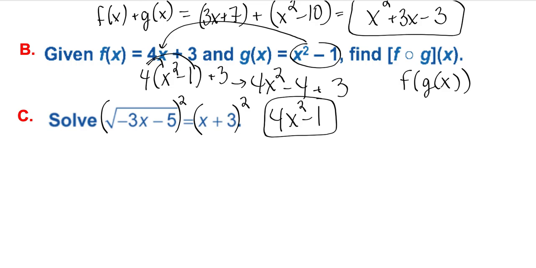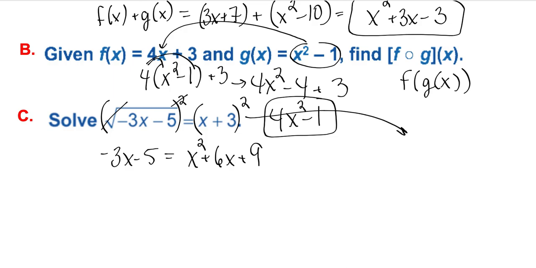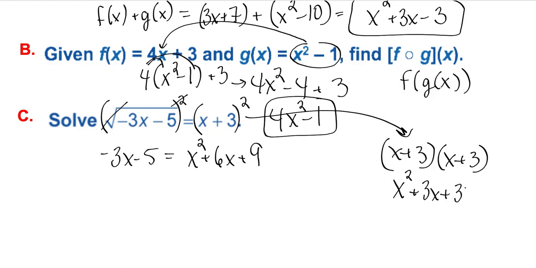So square root and square cancel out. We have negative 3x minus 5 on the left. And then I have to FOIL this on the right. So when I FOIL that, I get x squared plus 6x plus 9. And FOIL, just so we can see that, I write it out twice, and I do first, outer, inner, last. So x squared plus 3x plus 3x plus 9. And then that's how we get our 6x in the middle.